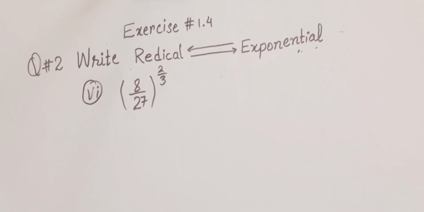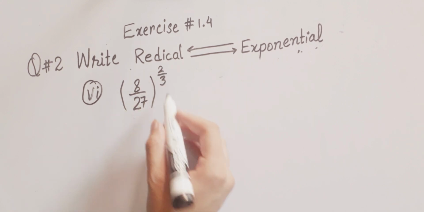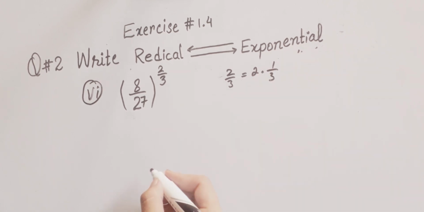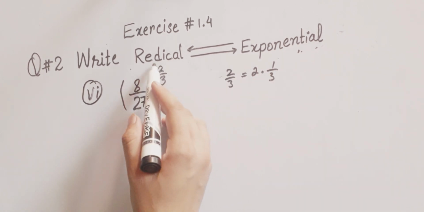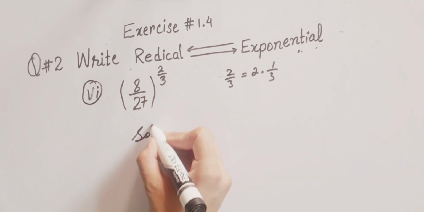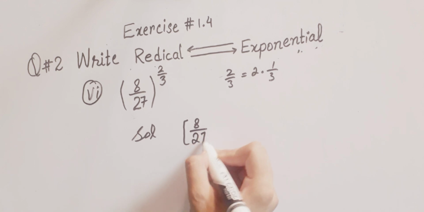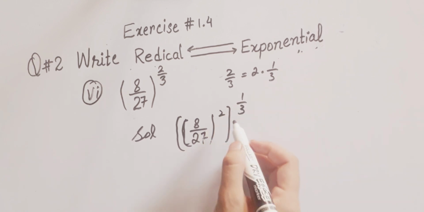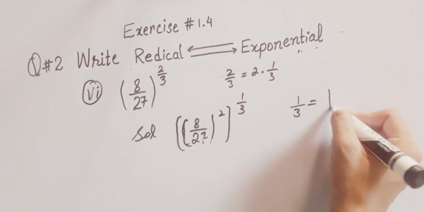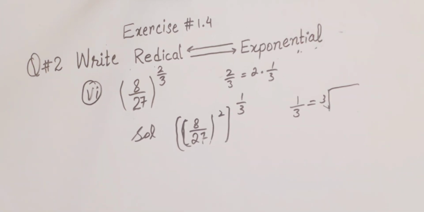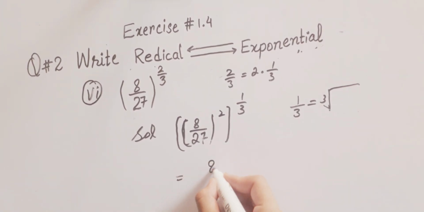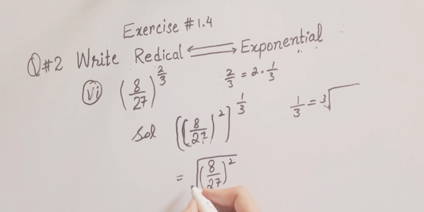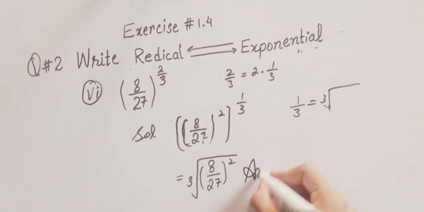Now in part number 6 we have 8 by 27 whole power 2 by 3. We will split 2 by 3 into 2 multiplied by 1 by 3. This is in exponential form. We will convert this into radical form. Now write 8 by 27 power 2 and whole power is 1 by 3. So we can write 1 by 3 as the cube root. So the cube root of 8 by 27 power 2. This is the answer of this question.